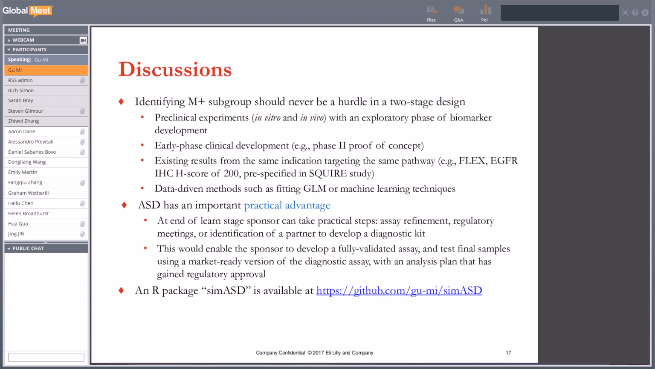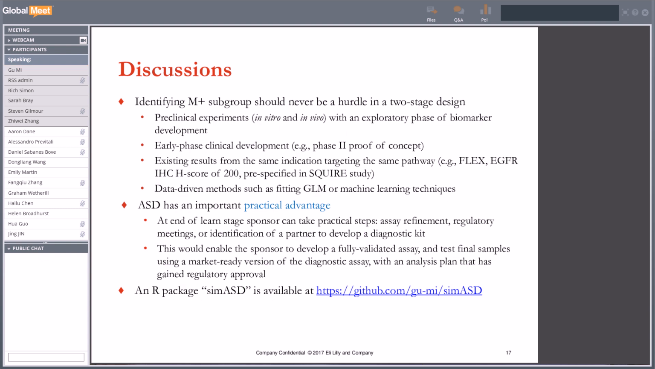Next page, page 17. So I'd like to point out two aspects here. First, for the simulations, we learned that the biomarker identification is very critical in the two-stage design. And in reality, this should never be a hurdle since there are numerous methods available. We can utilize the results from preclinical models and early phase studies. Existing results from similar phase 3 studies of the same indication or targeting the same pathway can also be considered. And data-driven methods or machine learning techniques are also at hand.